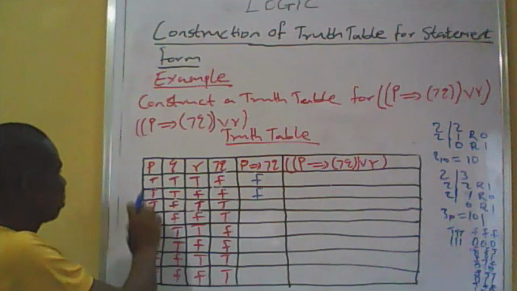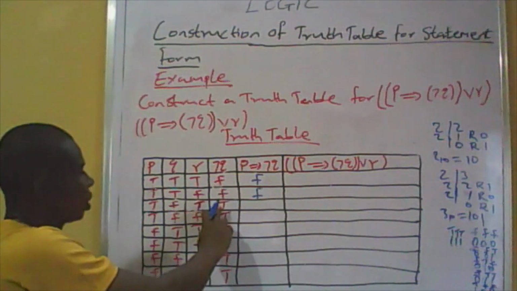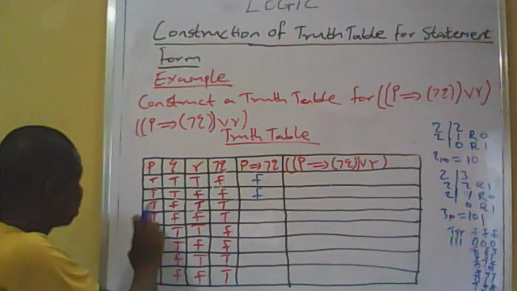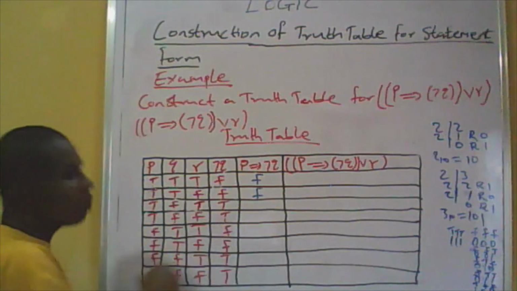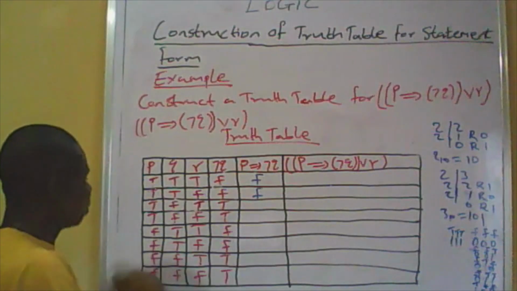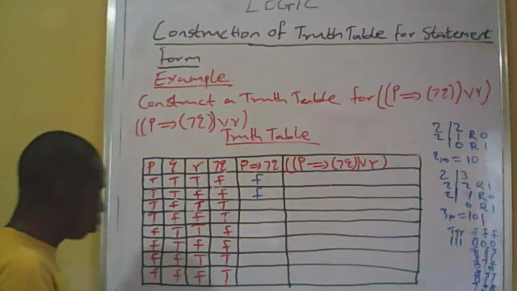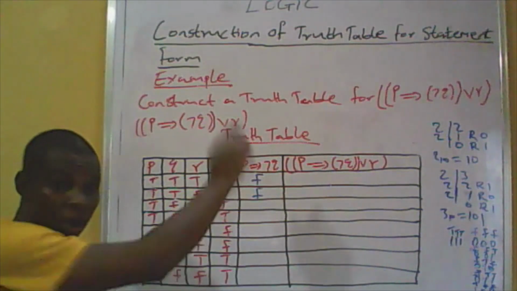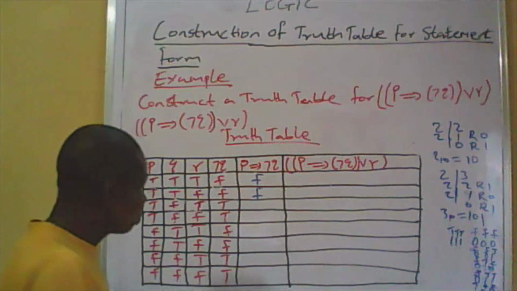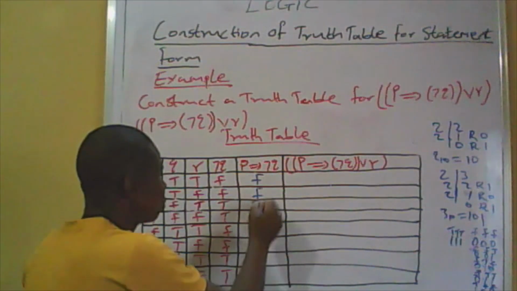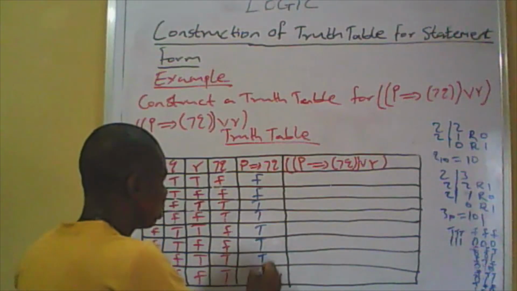Here, P is T, not Q is T, otherwise that means it is true. Here is T, here is T, it is true. Here is F, here is F, it is true. Here is F, here is F, it is true. Here is F, here is T, it is true. Here is F, here is T, it is true. The rest, they are true. So we have true here, true here, true here, true here, true here, true here.